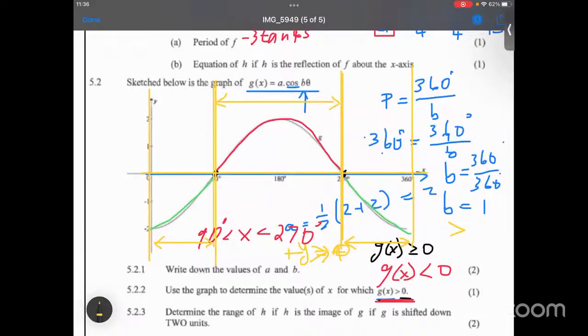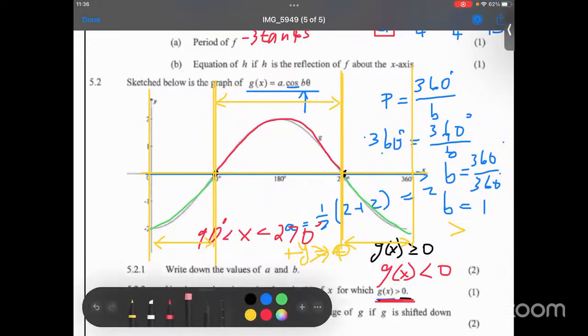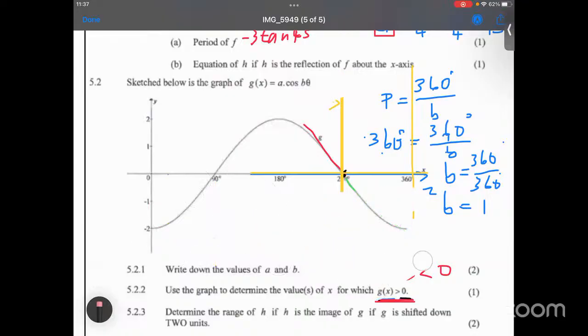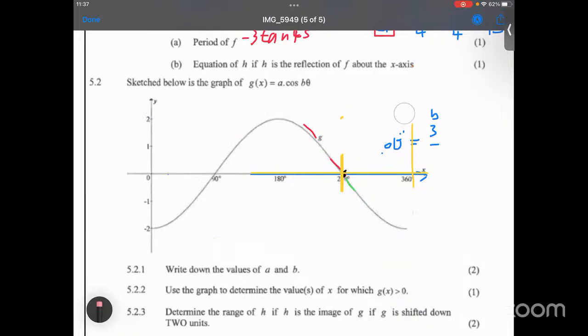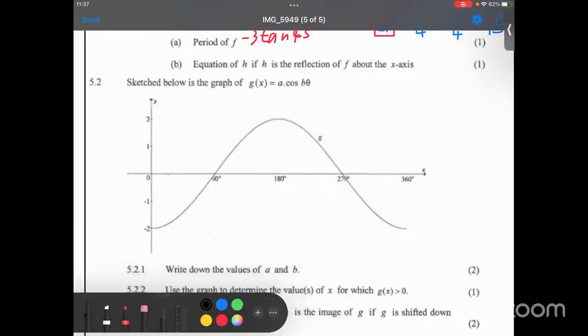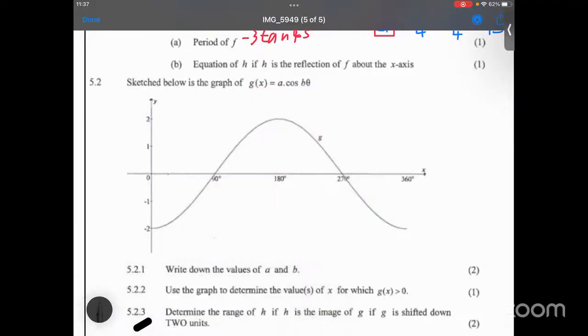Okay, now they say determine the range of h if h is the image of g, if that g is shifted down 2 units. Let me just erase again so that you will have an idea of what's happening there. So you see, this thing is about reflecting about the x-axis, and then sometimes it can undergo simultaneous changes where it reflects and then it shifts. But in this case, it looks like it is only shifting.